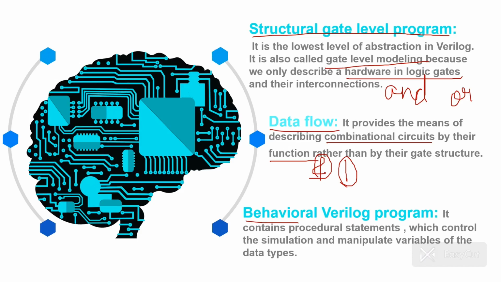Next is the behavioral Verilog program. It is like a C program. We'll be using if, else if, and else statements to simulate and manipulate variables of the data types. This is about the structural gate level program, data flow and behavioral Verilog program. By using these three, we'll be writing the program for the given circuit.